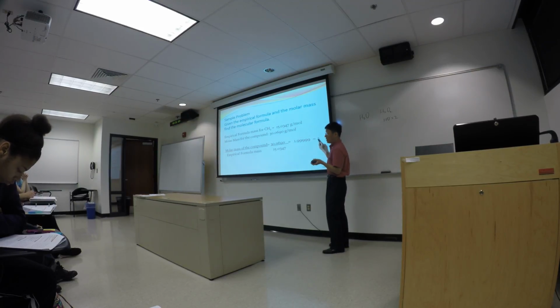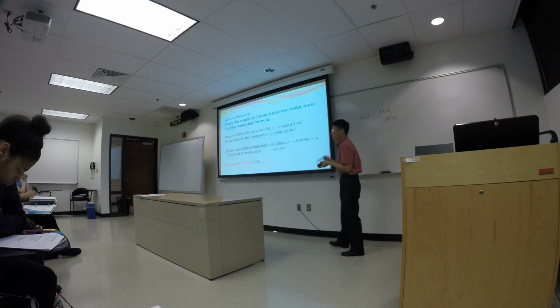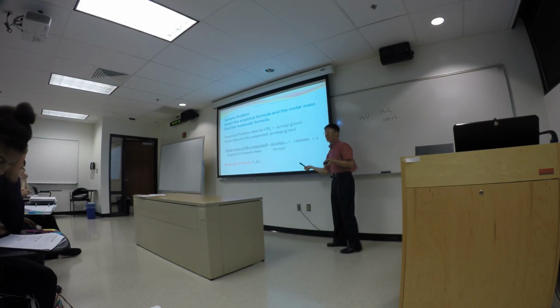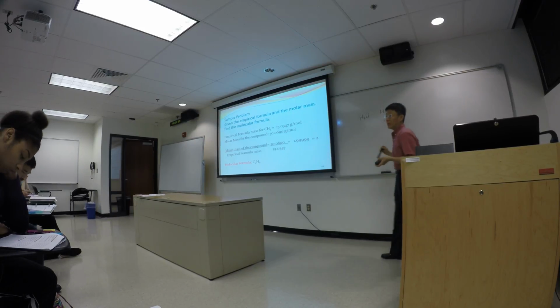CH3 by the number 2. Then we end up with carbon 2, hydrogen 6. So this is how we determine the empirical formula and the molecular formula, one step at a time.